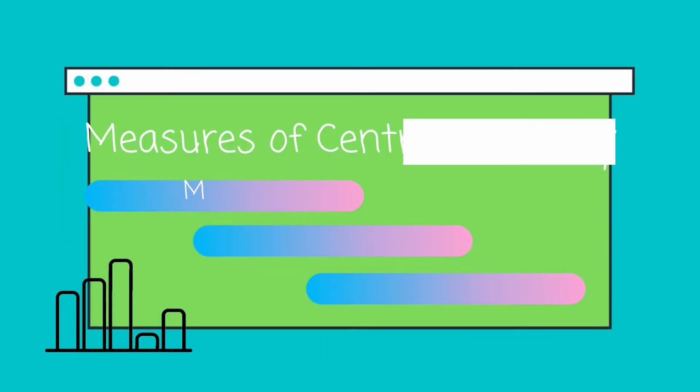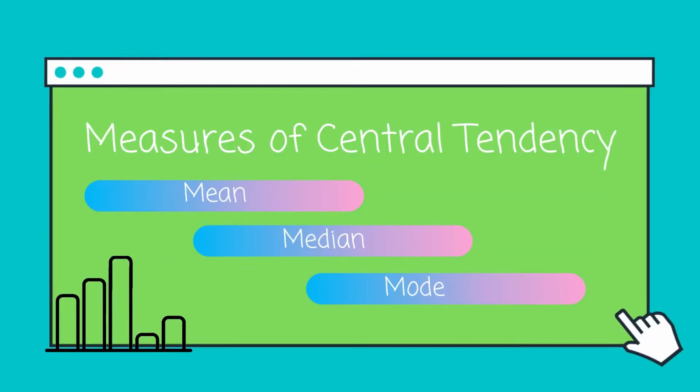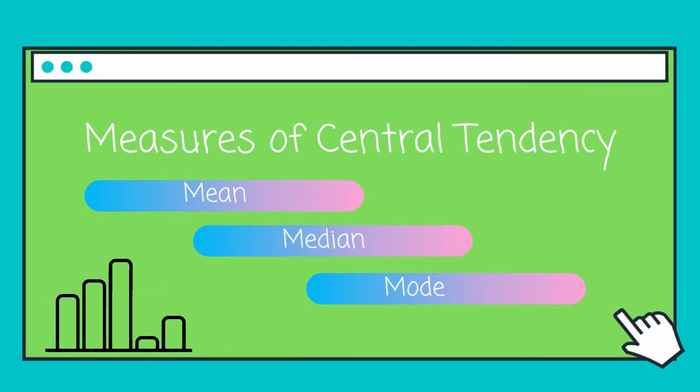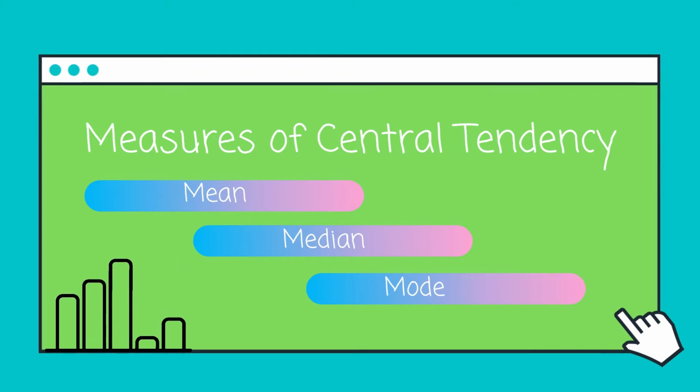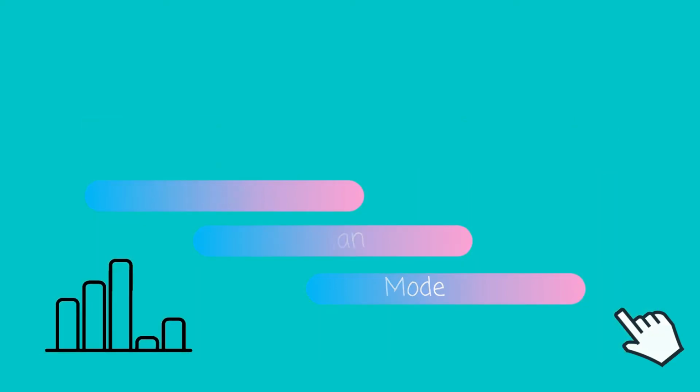Let's do it. First we are going to talk about measures of central tendency. These correspond to values that are generally located in the central part of a dataset, which help us to summarize the information in a single number. Those are mean, median, and mode.